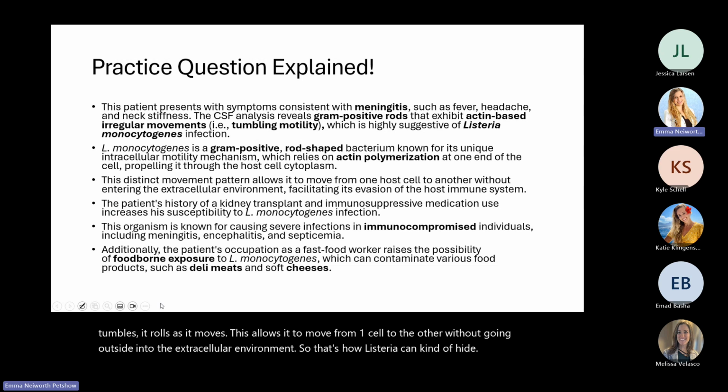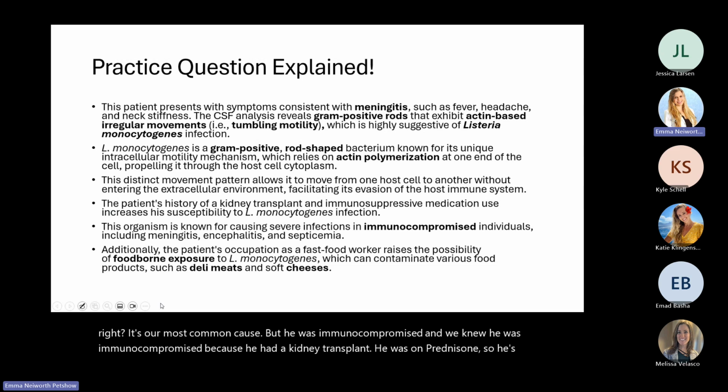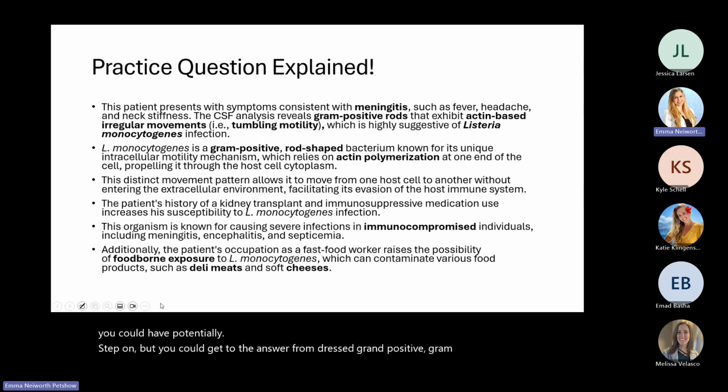Their immunosuppressive state and kidney transplant status increases susceptibility, because this is not our most common type of meningeal infection, right? It's our most common cause, but he was immunocompromised. And we knew he was immunocompromised because he had a kidney transplant and he was on prednisone. So we're suppressing his immune system. He also is a fast food worker. He could have potentially then gotten foodborne exposure to Listeria monocytogenes, which can contaminate soft cheeses and deli meats. So those were the clues you could have potentially picked up on, but you could get to the answer from just gram positive, gram negative, and from morphology.